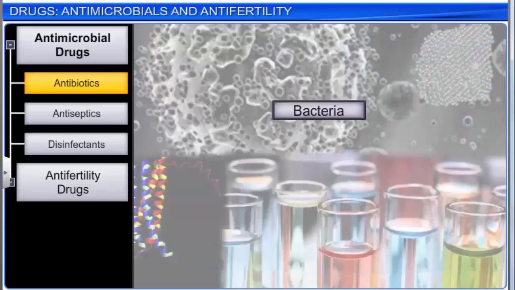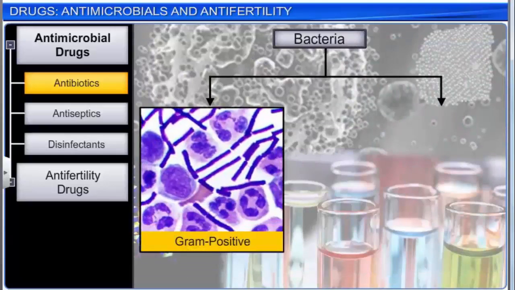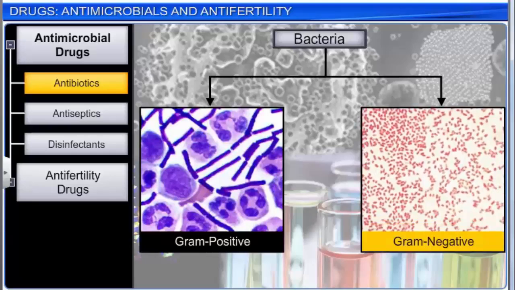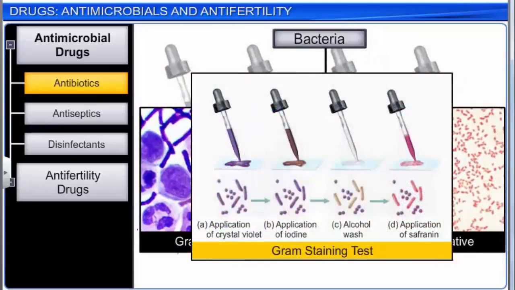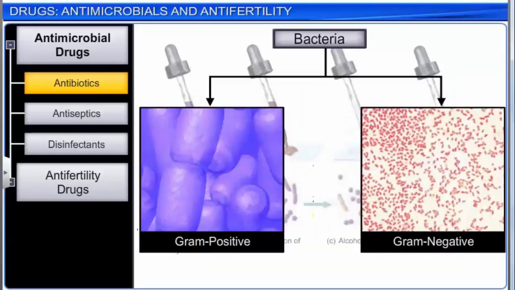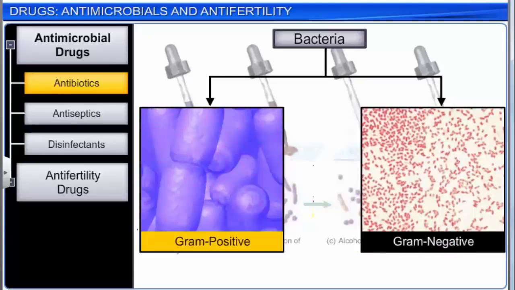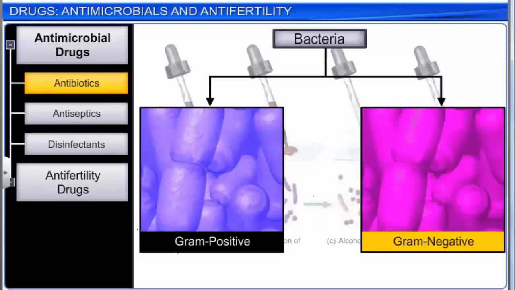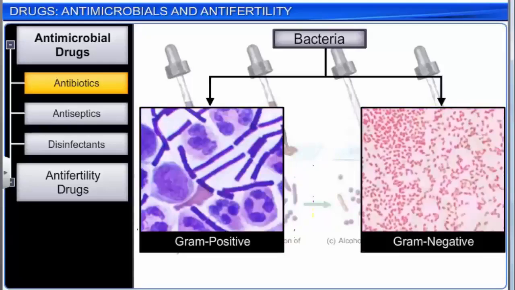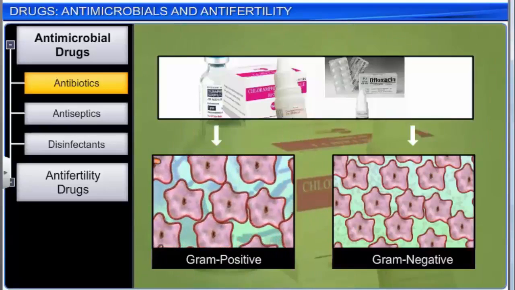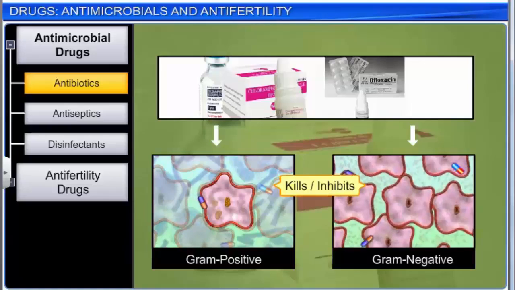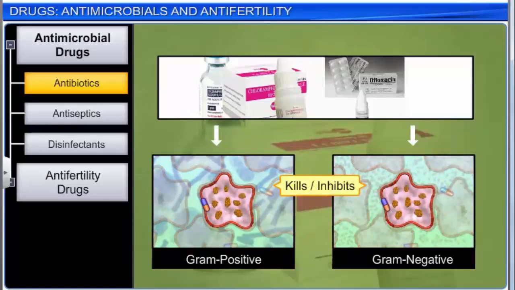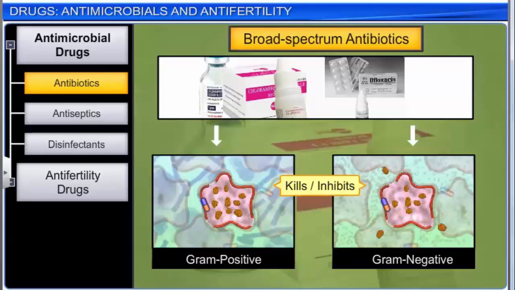Bacteria are grouped as gram-positive and gram-negative on the basis of the results of the gram staining test. Bacteria that stain purple are termed gram-positive, and those that stain pink, gram-negative. Antibiotics that kill or inhibit a wide range of gram-positive and gram-negative bacteria are said to be broad-spectrum antibiotics.